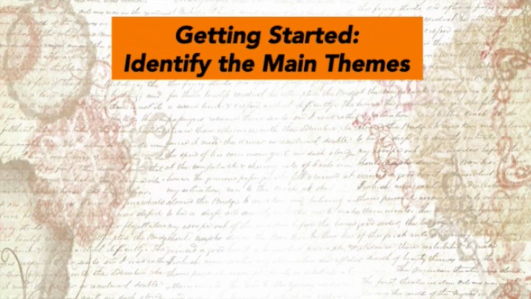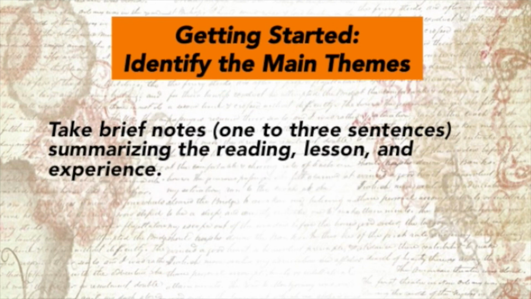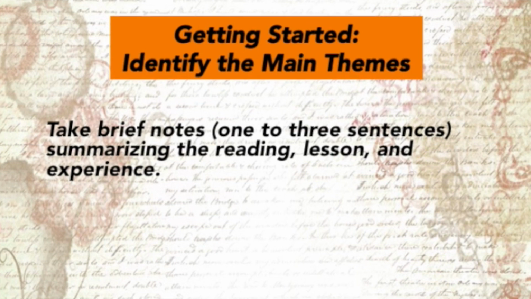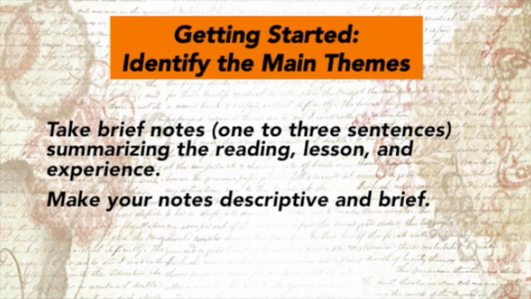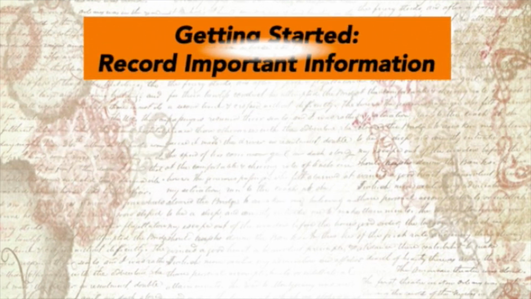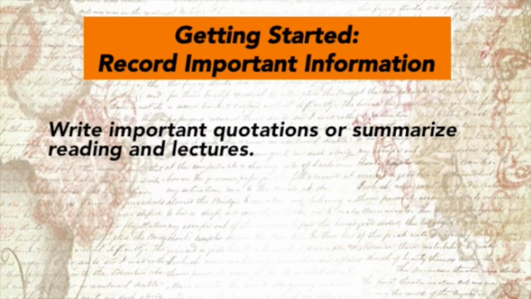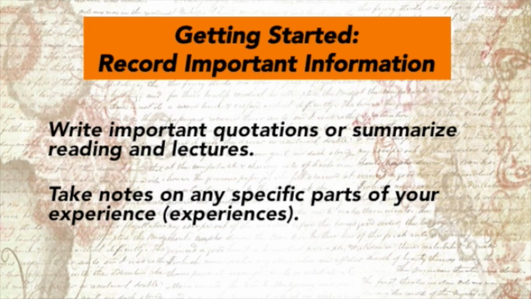There are several strategies to get you started writing your reflection paper. First, identify the main themes. Take notes, 1 to 3 sentences summarizing the reading, lecture, or experience. Make your notes descriptive and brief. Then record any important materials. Write important quotations or summarize passages. Take notes on any specific parts of your experience.